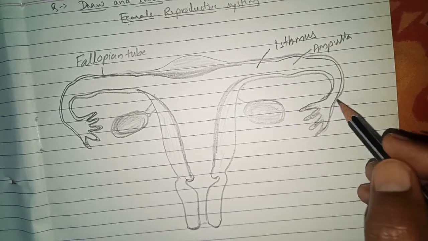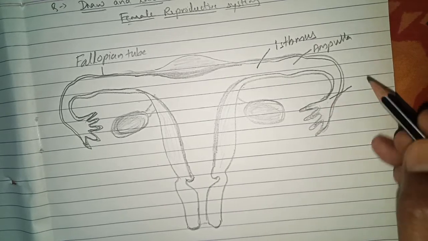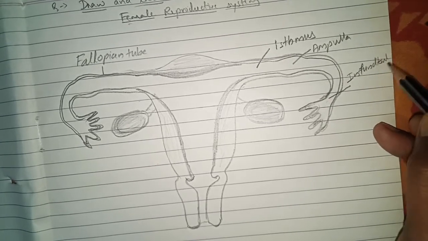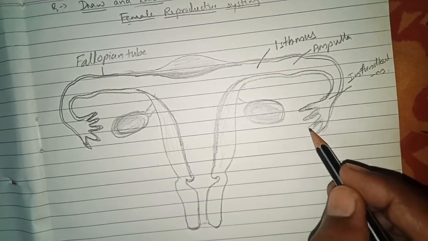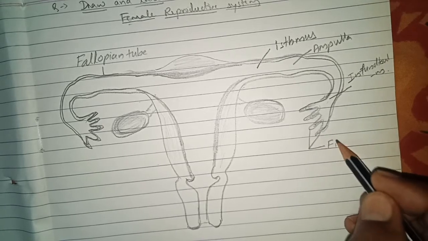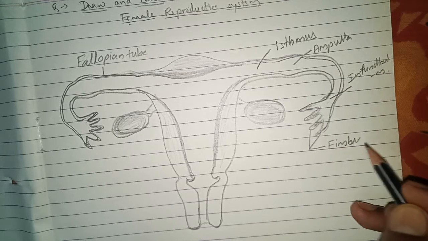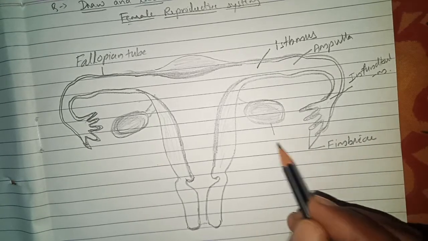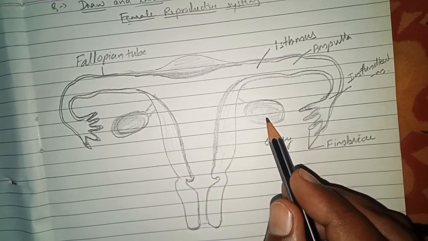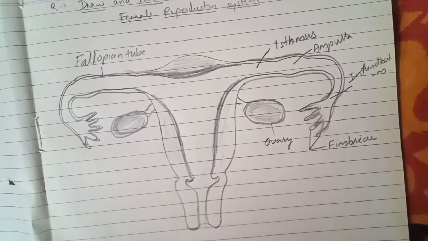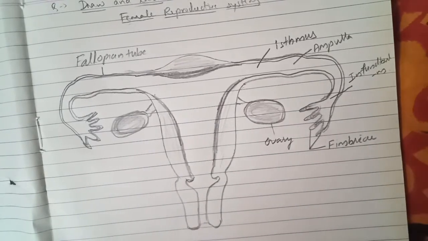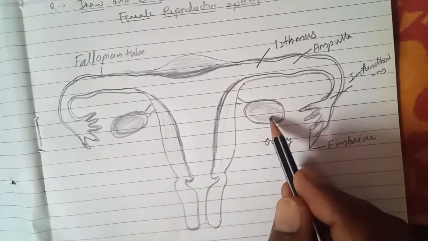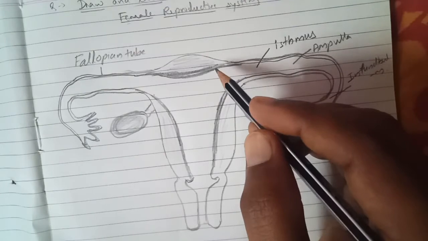The next part is the infundibulum. Then these finger-like projections are called fimbriae. And this is the ovary. You can consider it as the right ovary and the left ovary. And here we can mention the uterus.